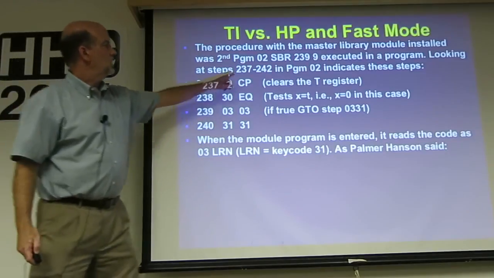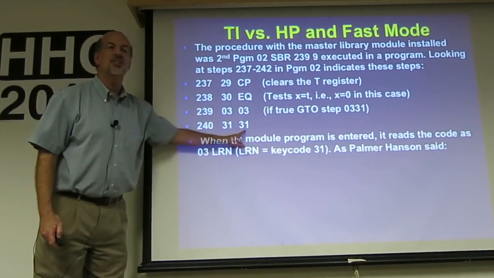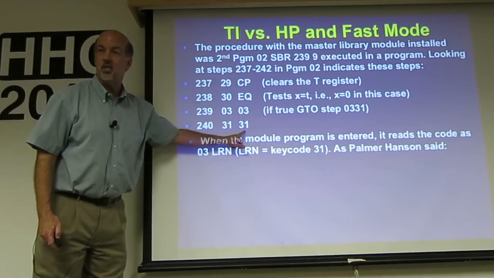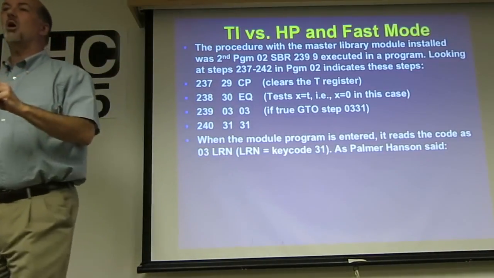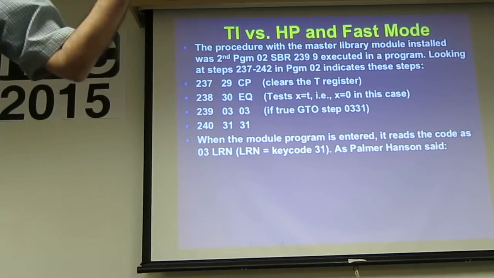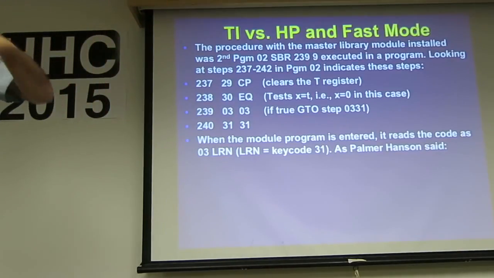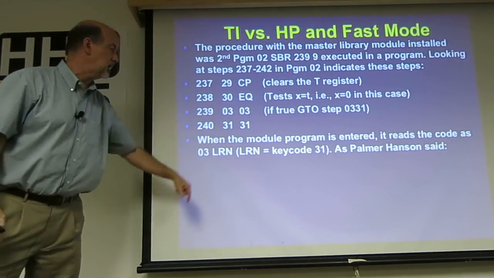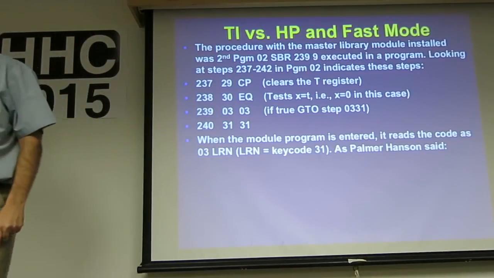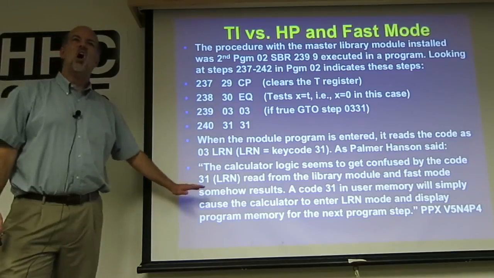However, if you jump in here to step 239, it executes this step. Remember jumping in the middle of a merged key code? Key code 31 is the key code for learn, to put the program into program mode. And the 5859 freaked. It had no idea what to do with it, and it managed somehow or other to trick the machine into getting into fast mode. Palmer Hansen said this: the calculator logic seems to get confused by the code 31, read from the library module, and fast mode somehow results. That's all you're going to get.